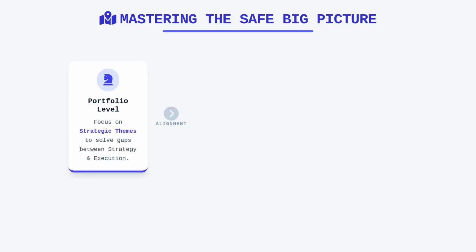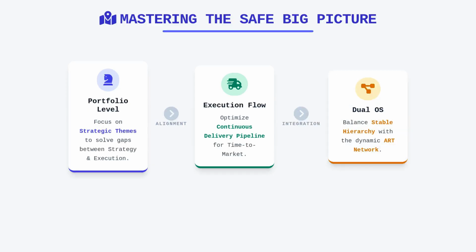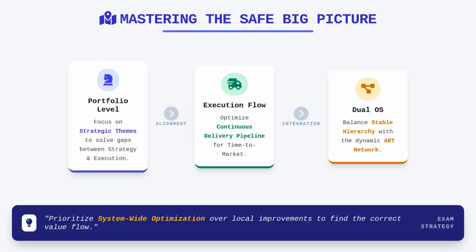If the issue is related to time to market, you're likely looking for an answer connected to the continuous delivery pipeline. The dual operating system concept, which balances the stable hierarchy with the dynamic network of the Agile Release Train, is another common source of exam questions. Always prioritize answers that reflect a system-wide optimization rather than local improvements that might only benefit a single team. By consistently applying this systemic lens, you will find that the correct answer usually reveals itself through its alignment with the overall flow of value.